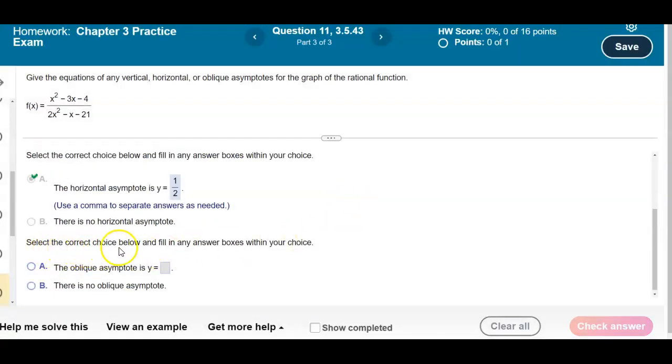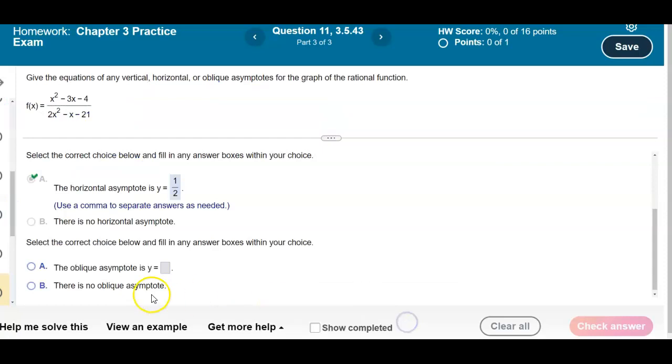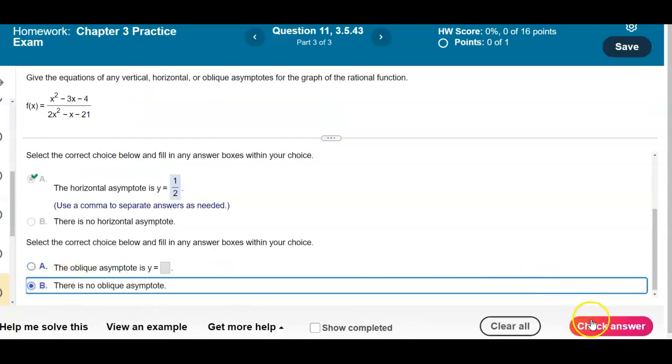Now it says select the correct choice below regarding the oblique asymptote. Okay, now let's take a look at the definition. It says if the numerator is of degree exactly 1 more than the denominator. Well, we know that we already applied C, so therefore we would say that D does not apply. So there's no oblique asymptote for this rational function. So let's go ahead and answer that. So we would say that there is no oblique asymptote.